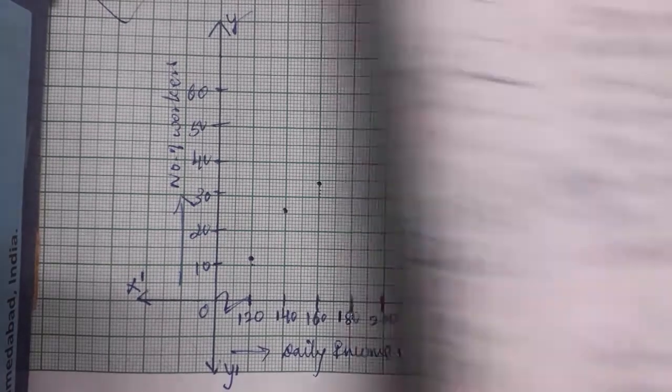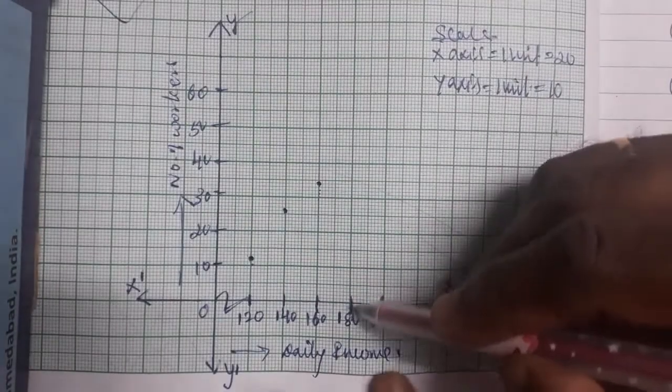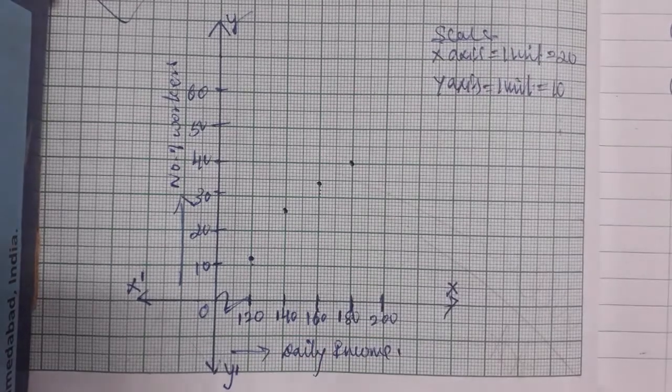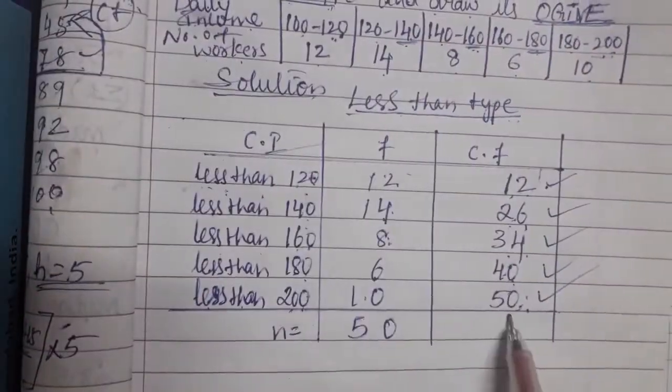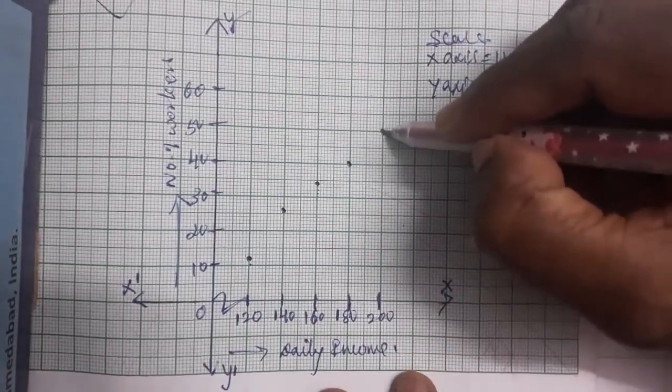34. Next, for 180, you have got 40. So, 180, 40 is here. Next, for 200, you have got 50. 200 is here, 50 is here.